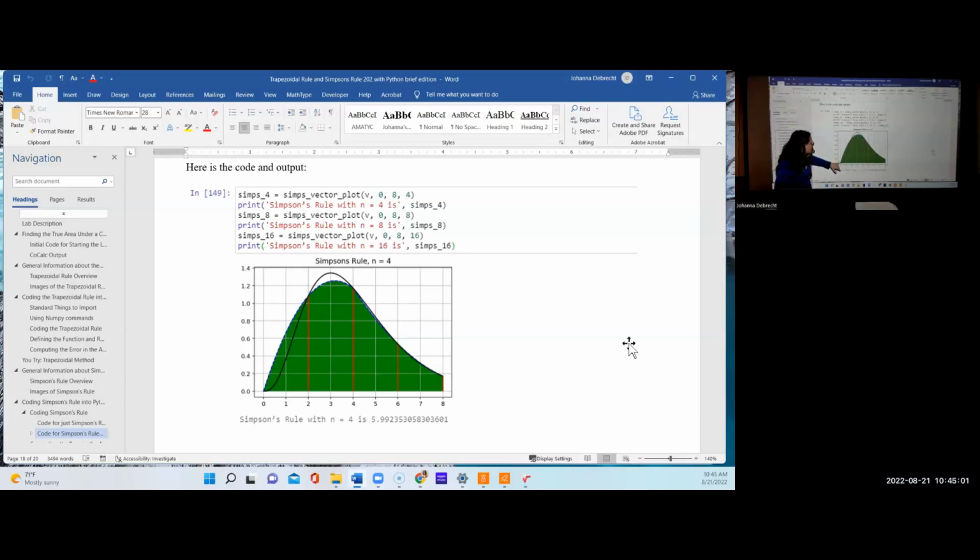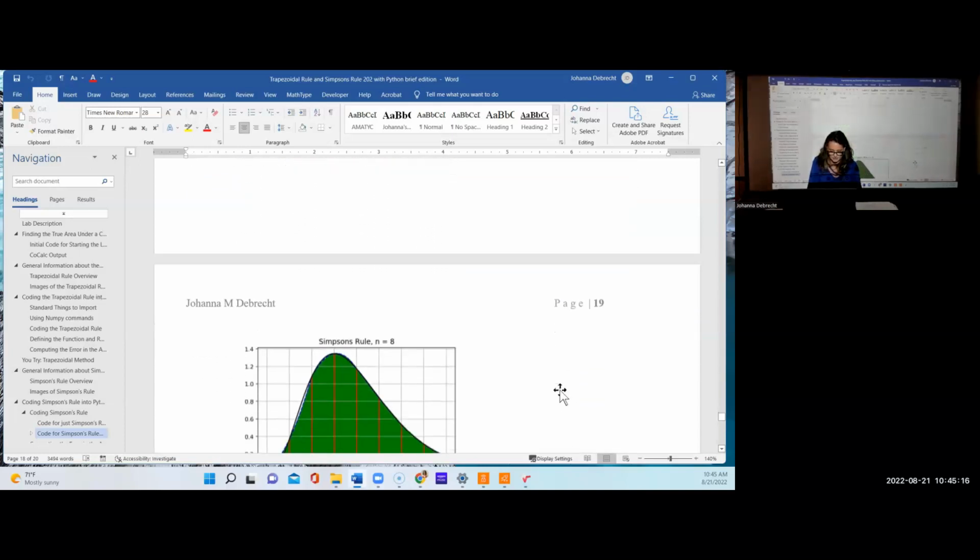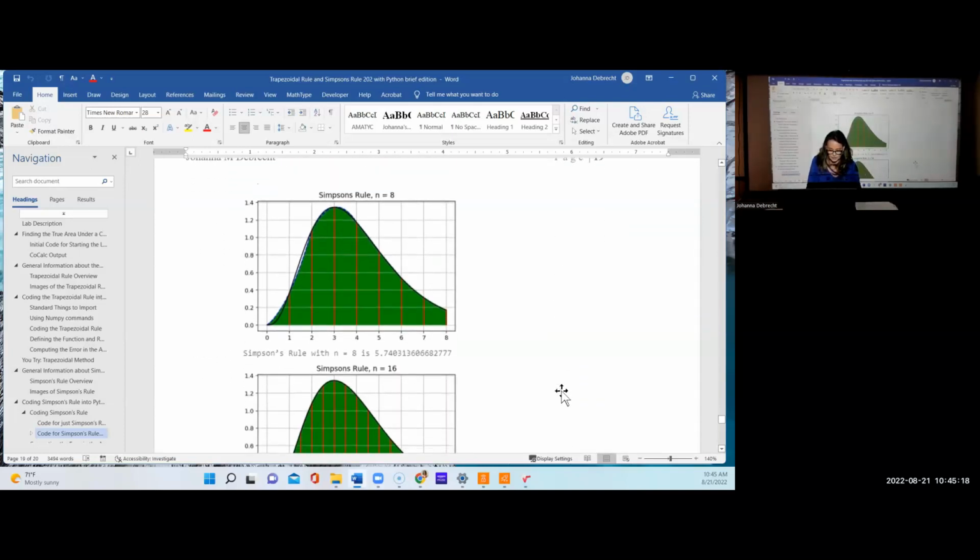And you can tell here also, you can see the parabolic top. So it's drawing a parabola between the first 2, and then it's drawing a different parabola between the second 2. And it's giving us the approximation down here, which is 5.99. Then we can do it again with 8.